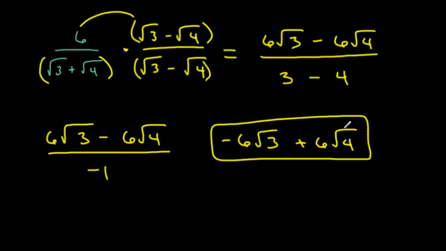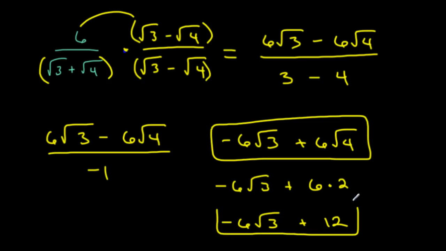So one minor correction here. 6 radical 4 is actually 6 times 2. So negative 6 radical 3 plus 12 should be your final answer.